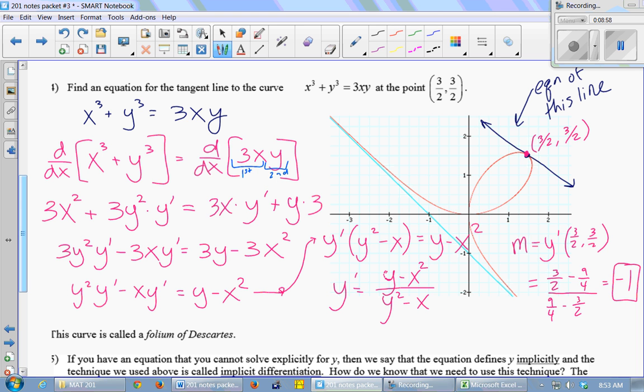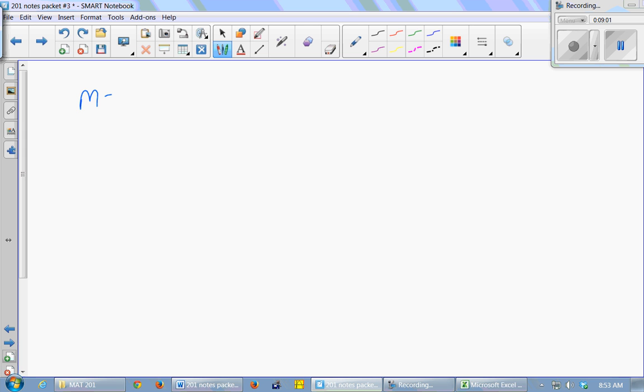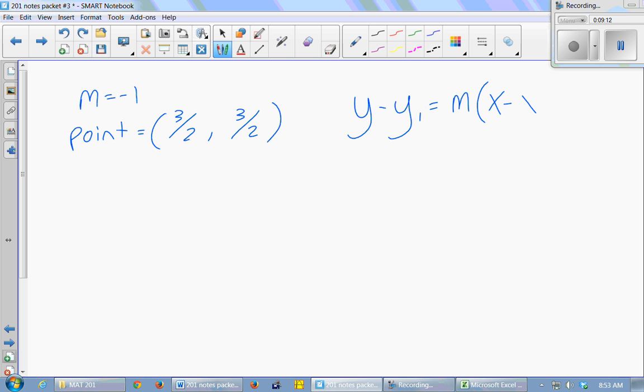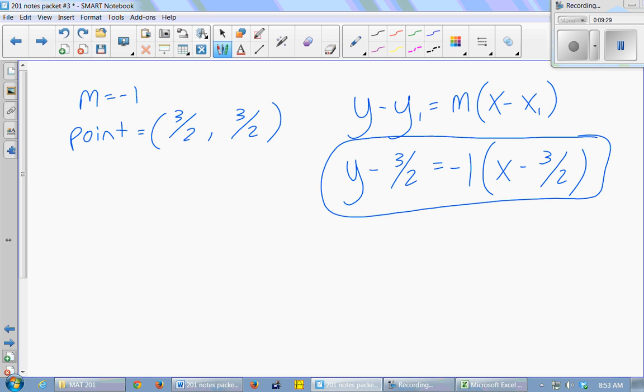Do it on another slide. So I know my slope is -1, and I know my point is 3/2, 3/2. So the equation of my line in point slope form, which is the one I like to use because we often have the slope and a point, is going to be y minus 3/2 equals -1 times x minus 3/2. And there's my equation. And if you don't like point slope, you could solve for y and get slope intercept. So I'd have y equals -x. That's it.